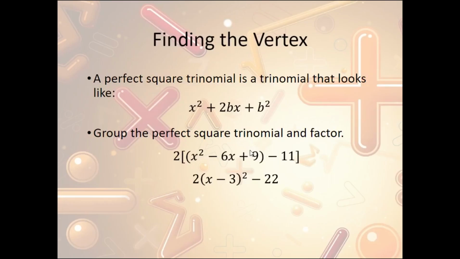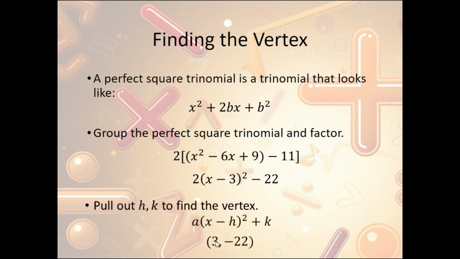Now, how do we find the vertex then? So once we've completed the square, now we just plug this in. So we recognize that this is the h value, and it's always supposed to be minus h. So my h value is just here, so this is going to be positive. So it's positive 3. And then my k value is supposed to be positive. So this one's negative, so it would be minus 22. So my vertex would then be (3, negative 22).